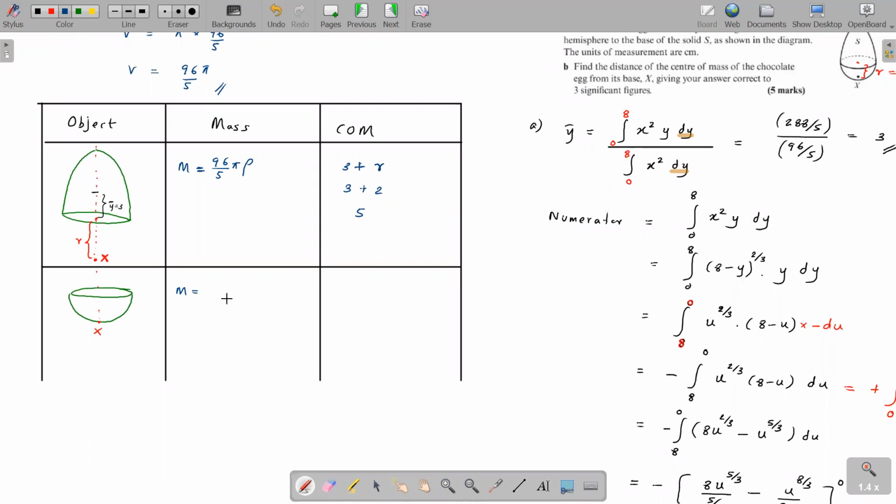So hemisphere is half of, you have to remember the formula for volume, half of 4 over 3 pi r cube, right? And don't forget to multiply by rho, the density. So mass is going to be equal to half of 4 over 3 pi. Radius is 2, right, guys? 2 cube into rho. So simplify, that's going to be 16 over 3 pi rho. Agreed, guys?